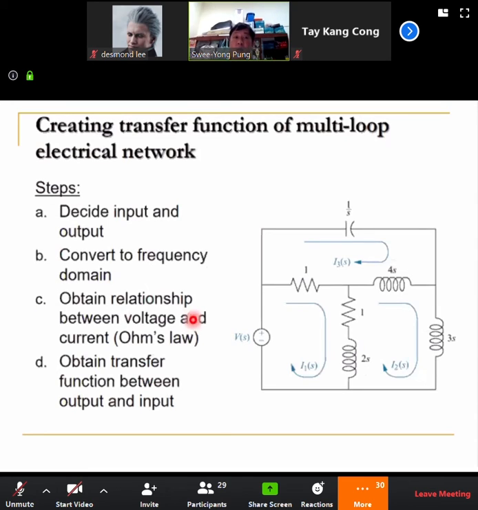Now let's look at the transfer function for when we have 3 loops. Same thing again, we are going to use the approach that we discussed just now to generate equations. Now if we have 3 loops here, it means we have 3 equations.